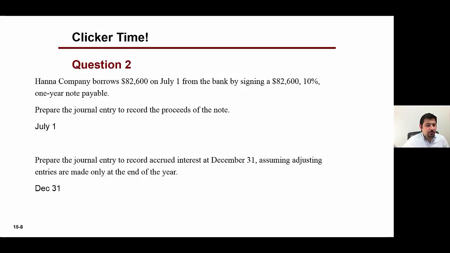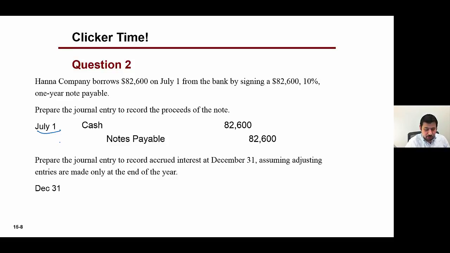Hana company borrows 82,600 on July 1st from the bank by signing an 82,600, 10%, 1-year note payable. We need to prepare the journal entry to record the proceeds of the note. So on July 1st, this is the day when the company signed the note. On that day, the company received cash because they borrowed cash, so they received 82,600 in cash. As a result, the company will debit cash 82,600. In return, they signed a note payable of 82,600, so the company will credit notes payable 82,600.